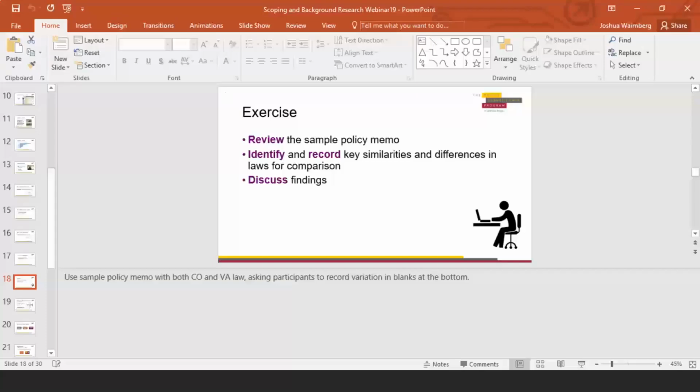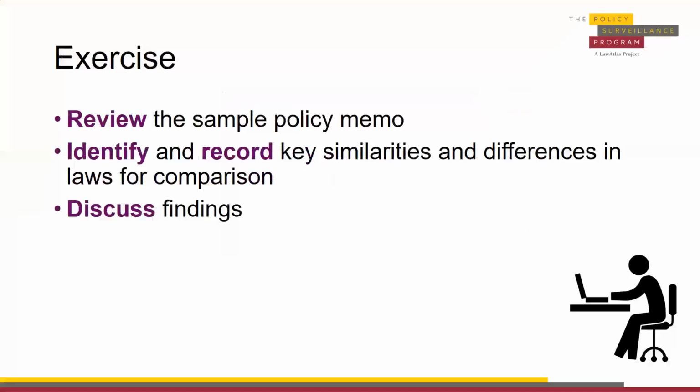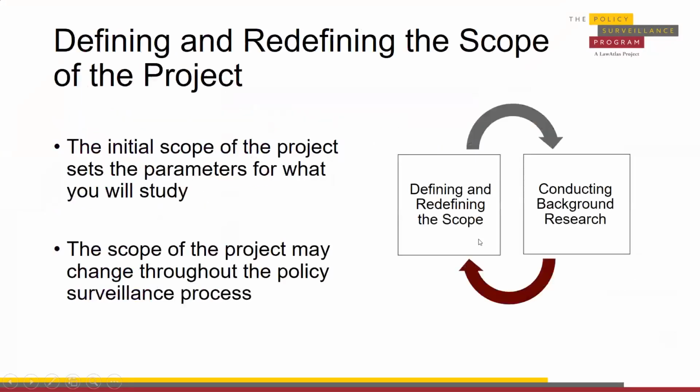So, continuing on in our presentation, next we move on to the idea of defining and redefining the scope of the project. So, the initial scope of the project sets the parameters for what you will study. However, the scope of the project may change and should change, honestly, throughout the policy surveillance process. And this is one key aspect of background research, is identifying the important research questions for your topic.